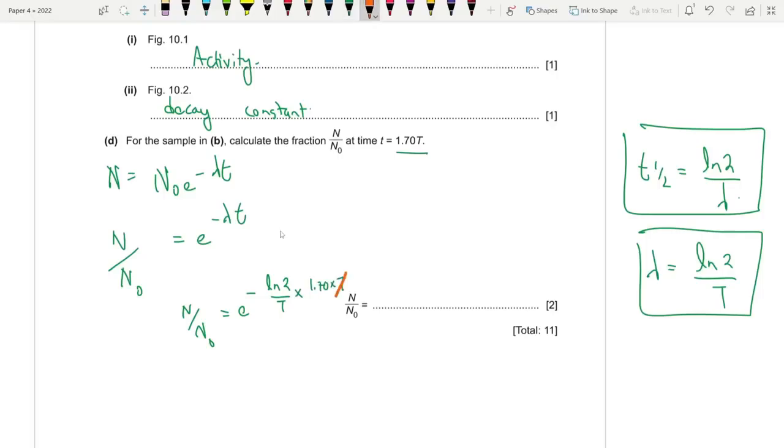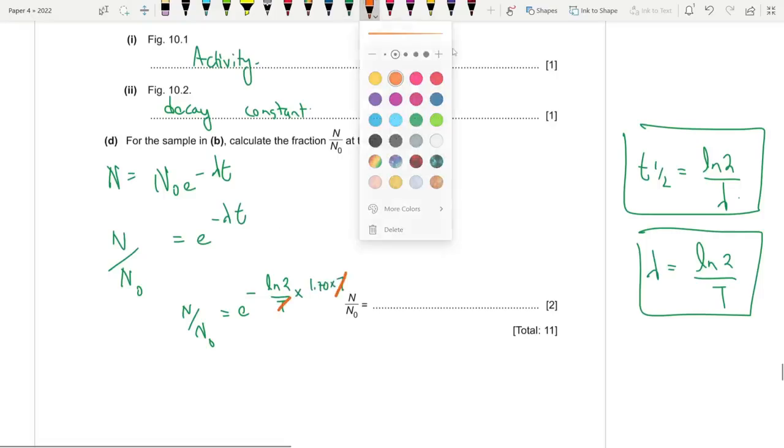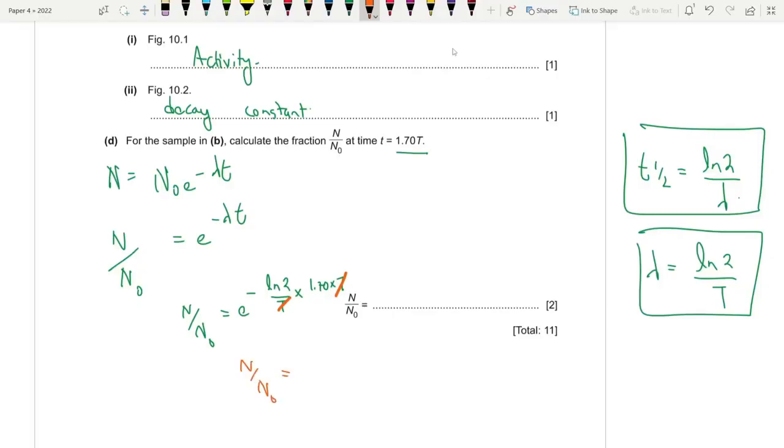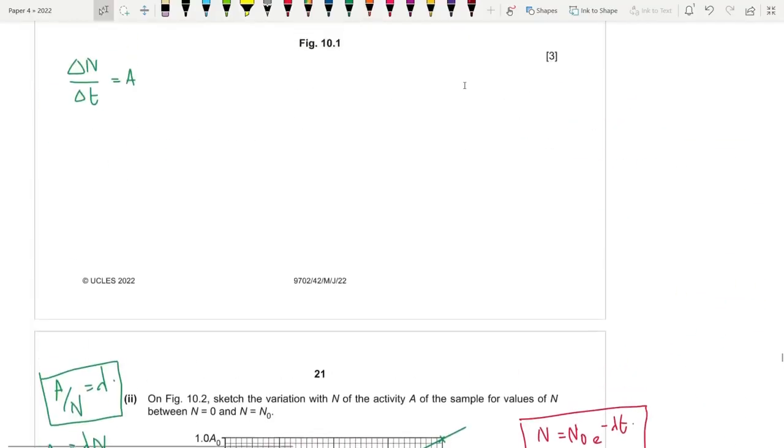So we can get rid of these capital T's, and we end up with n by n naught equal to e to the power minus ln 2 times 1.70. Let's find that out: ln 2 times 1.7, e to the power minus answer. I'm getting n by n naught equal to 0.31 to 2SF. Really interesting question. First time I'm seeing it.